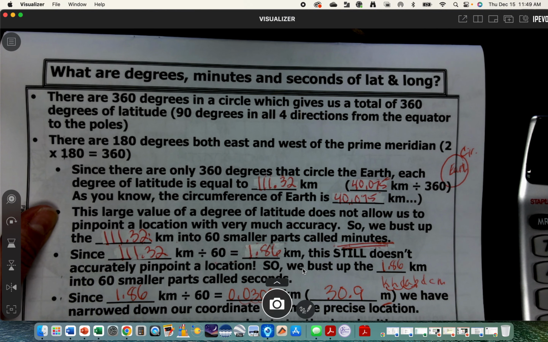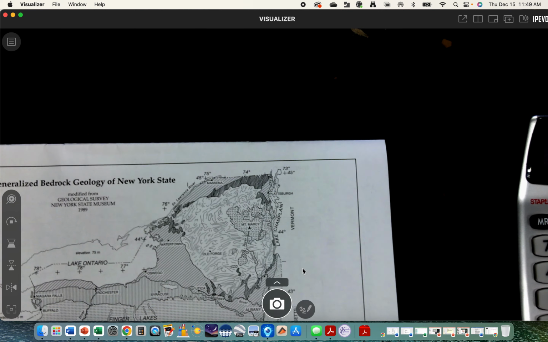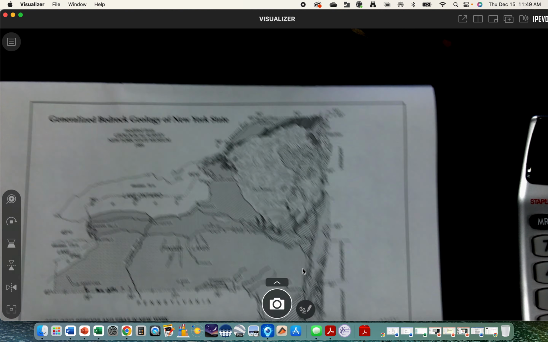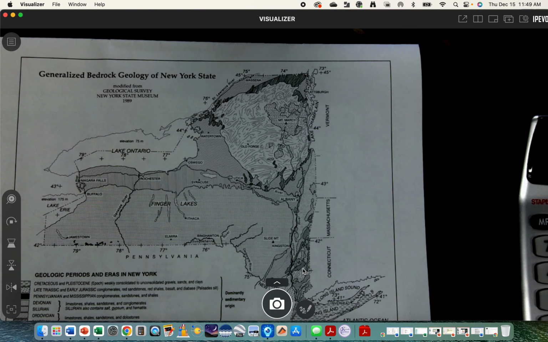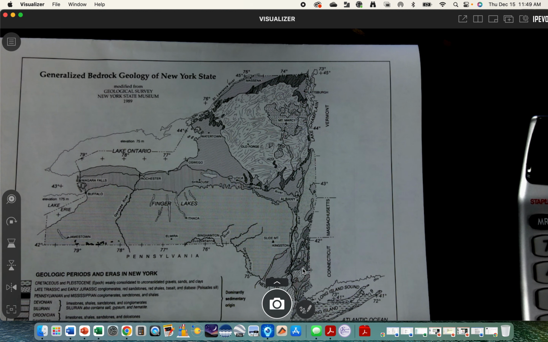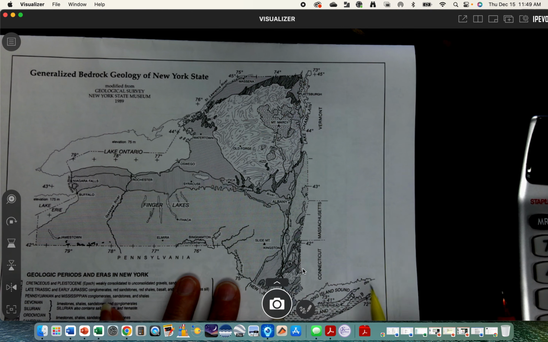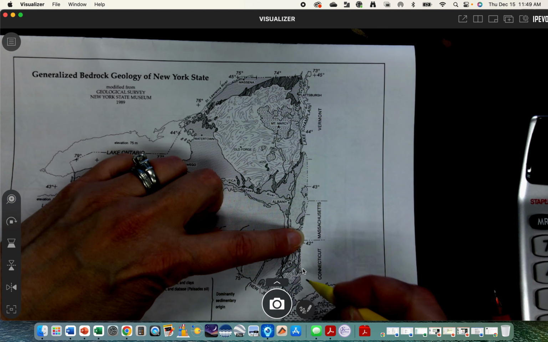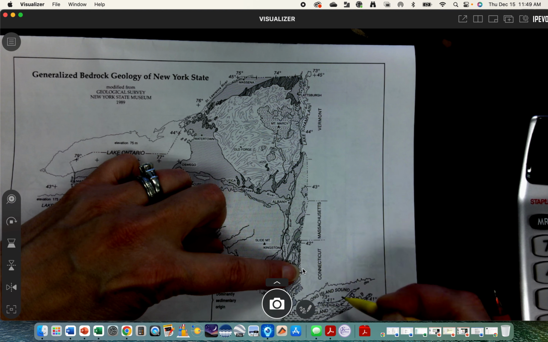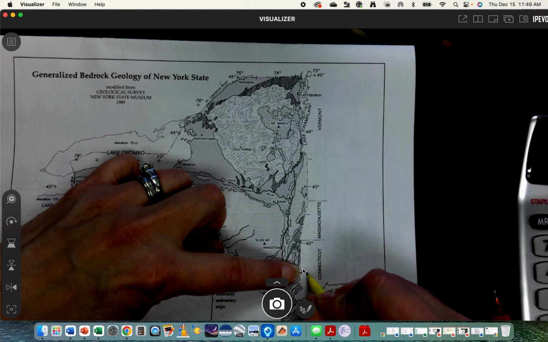So let's go into your ESRT, page 3. All right, let's take a look at this. So everybody have a pencil? All right. Let's go to the southern part of New York State. We're pretty much 41 degrees is Long Island here. Here's 42 degrees. If this is 41 and this is 42, what is this right here, this little tick mark that's halfway? That is 41 degrees, 30 minutes north.